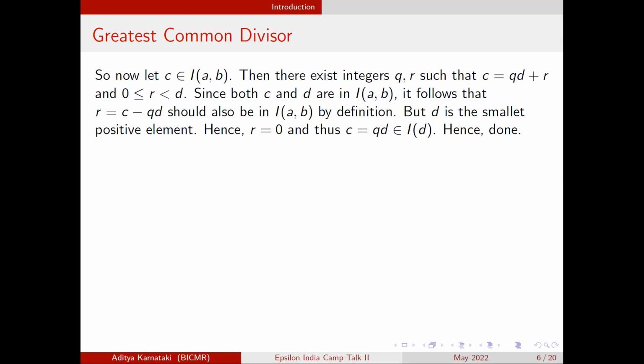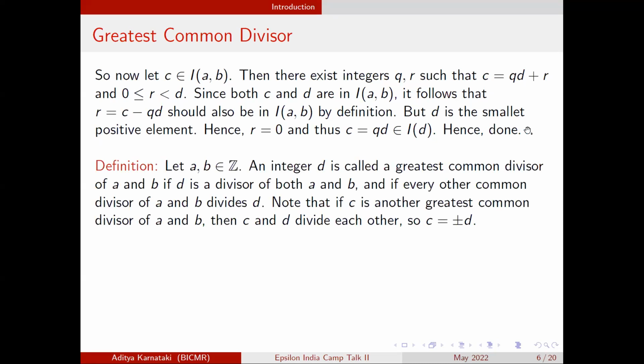As I've mentioned, this division algorithm, I consider it to be a better tool than unique prime factorization in many ways. And for this property, R has to be strictly less than B, or D in this case. That is very important because otherwise I could not argue this way.